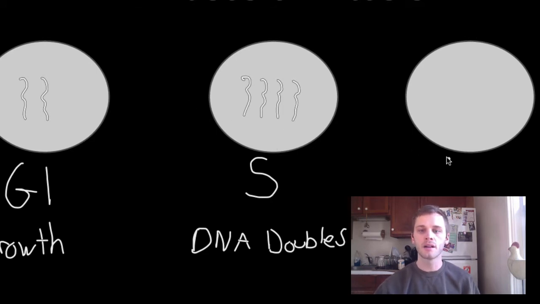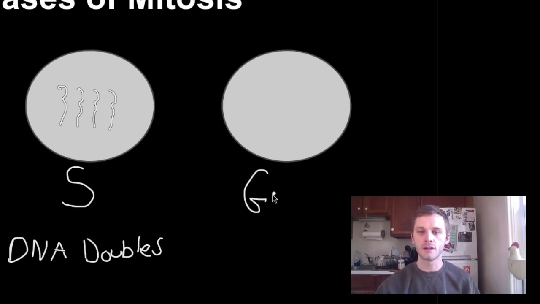The next part is known as G2. And pretty much during G2, the cell's preparing to actually divide. So, preparing to divide.